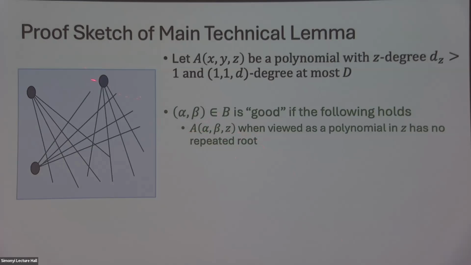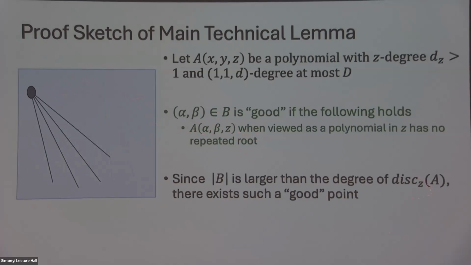Now, this is a condition. Why does there exist such a point? You can write down another related polynomial to A(x,y,z) called the discriminant with respect to the variable Z of A. As long as the discriminant is non-zero, it will be a function of only the remaining variables. Forget about what this fact means; it is some polynomial in the other two variables, x and y. Whenever it's non-zero, the corresponding A alpha beta Z, when viewed as a polynomial, has no repeated root.